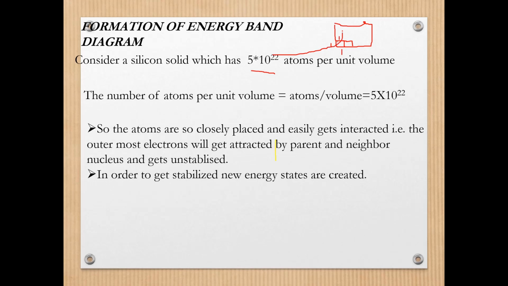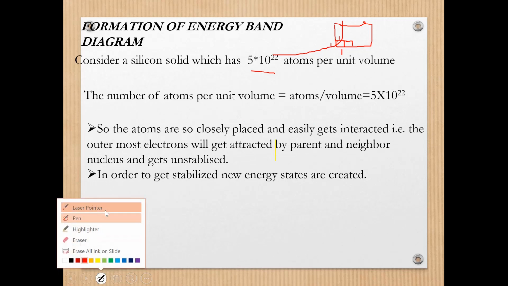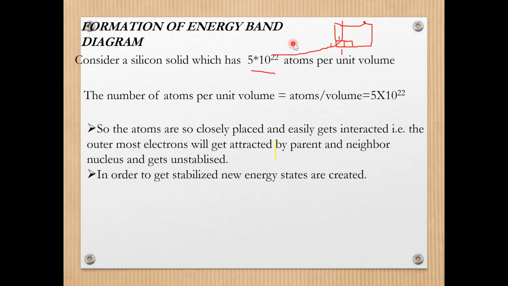In this small space we have 5 into 10 to the power of 22 atoms. That means the atoms are so closely placed that they easily interact. That is, the outermost electrons will get attracted by the parent nucleus and also the neighbor nucleus and get unstabilized. You can visualize how closely the atoms are placed.